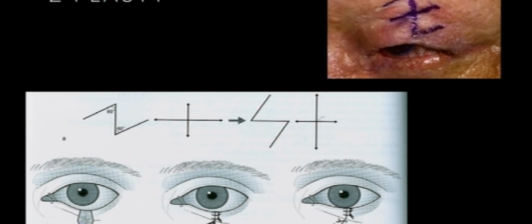What we do in Z-plasty is we make two almost equally sided triangles, and then we rotate the flaps with each other to change the direction of the scar.